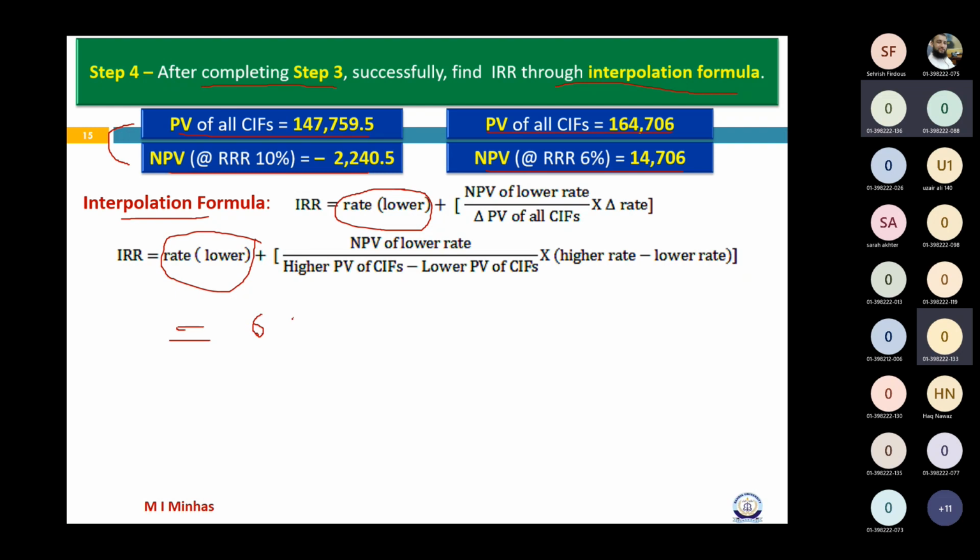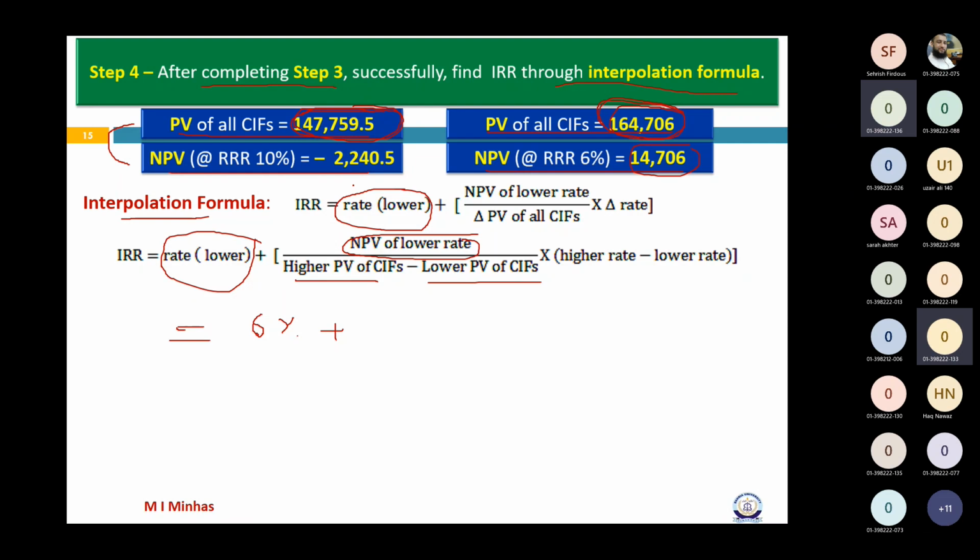And now what about plus NPV of lower rate? 14,700. Very right, sir. Okay. And what about higher present value of cash inflows minus lower present value of cash inflows? Now we have two present values of cash inflows. One is 147,000 and the other is 164,000. So which one is higher? Obviously 164. So that means 164,706 minus the lower present value of cash inflows.